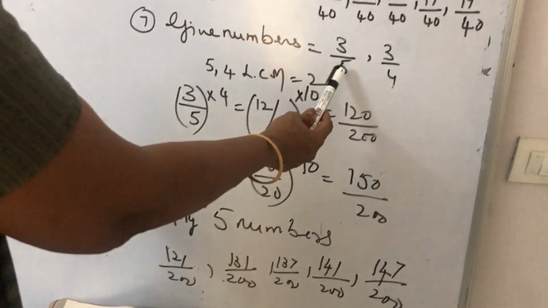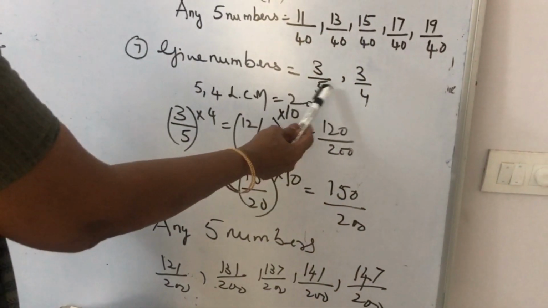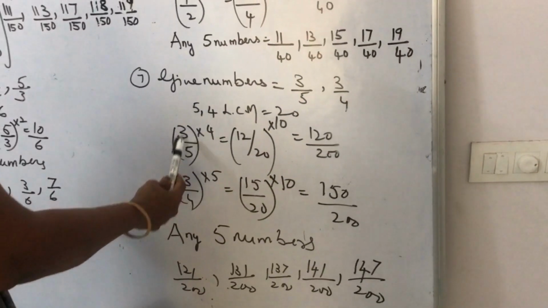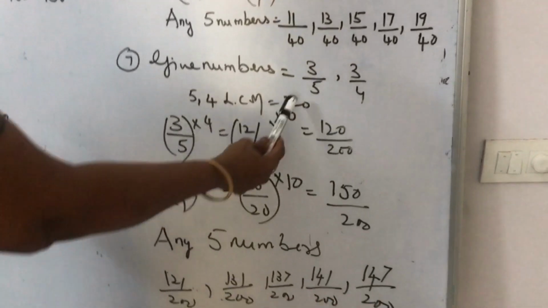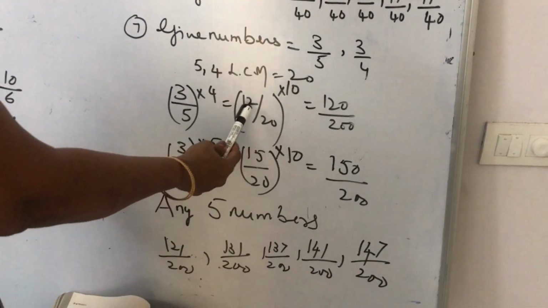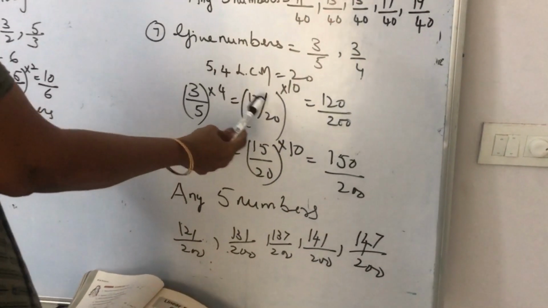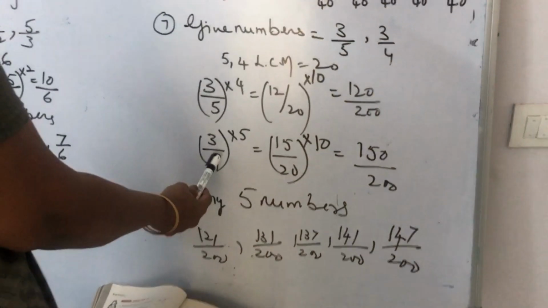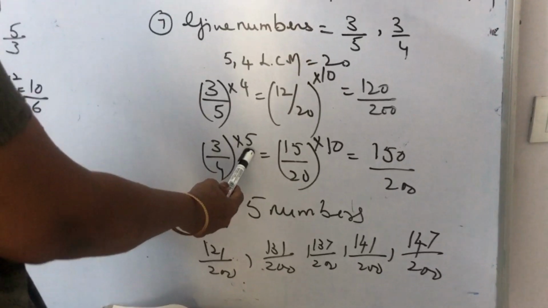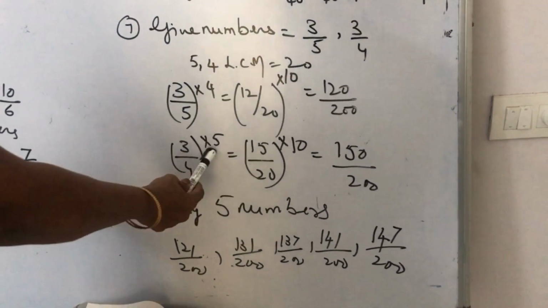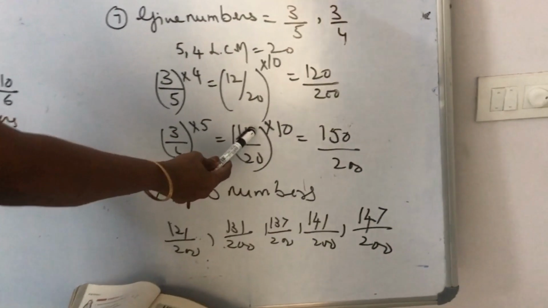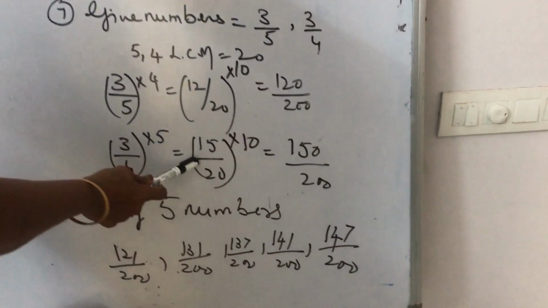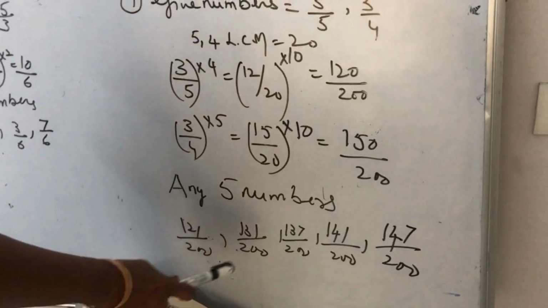Your denominators are different, 5 and 4. LCM 20. Yes, denominator 5 divides 20 4 times. Your rational is 12 by 20. And the second rational is 3 by 4. 4 divides 20 how many times? 5 times. Rational into 5 is what? 15 by 20. Between 12 and 15, you do not have 10 numbers.